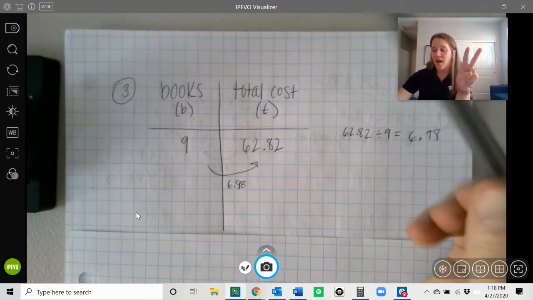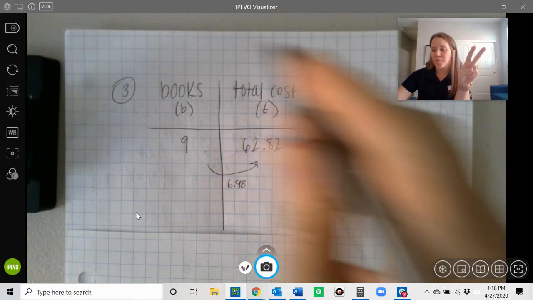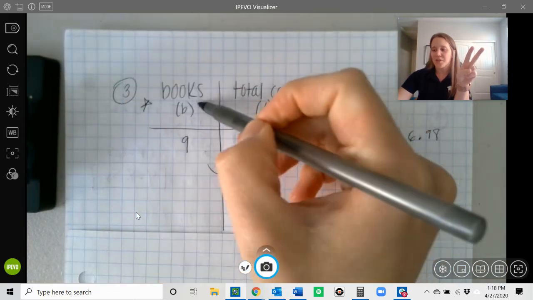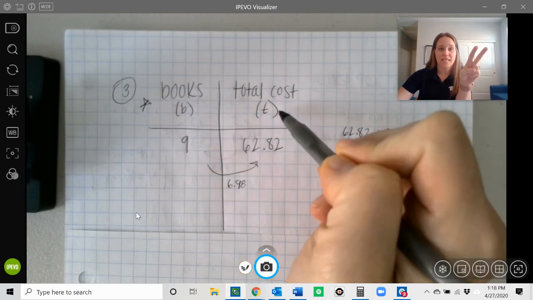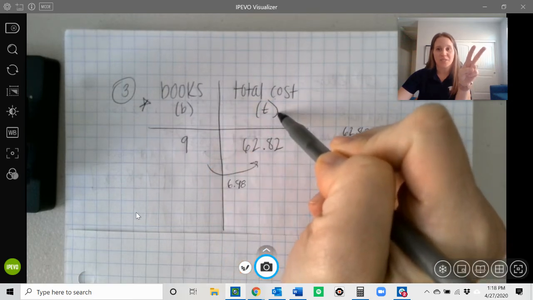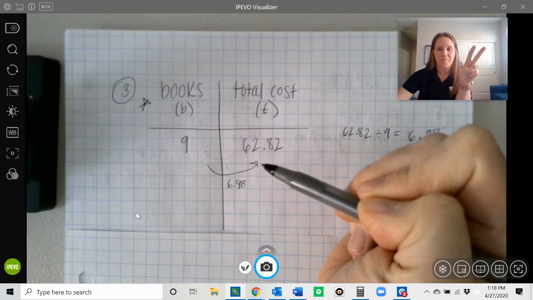I want you to put up to 2 stars on your paper right now. Put a star on your paper if your units, your labels, look like mine. If you need to add the variable in to make yours look like mine, you can give yourself a star, but please make that edit right now.